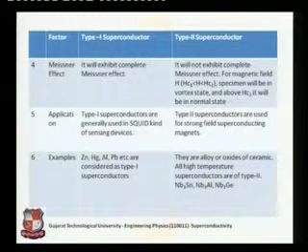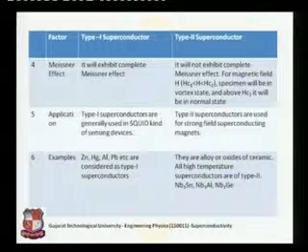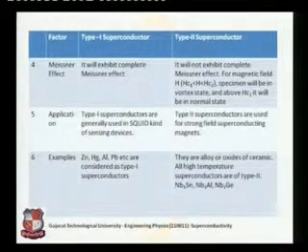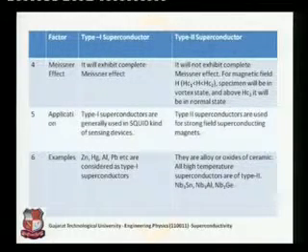Okay, now if we compare type 2 with type 1, we already discussed that type 2 are a little bit more robust compared to type 1. So they are rugged, they are strong. If we apply a little bit more magnetic field, they do not get destroyed. So type 2 have quite wide application compared to type 1.